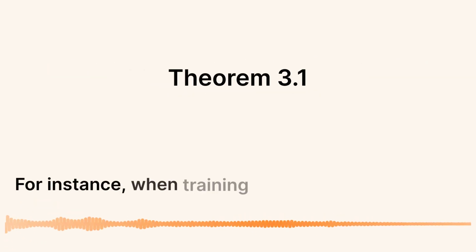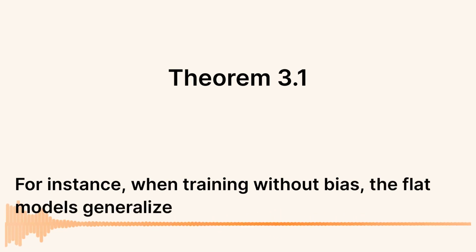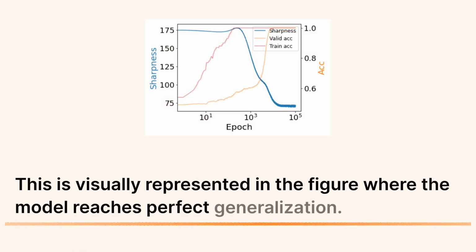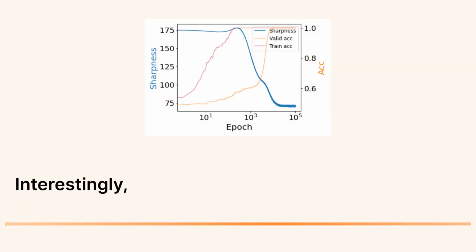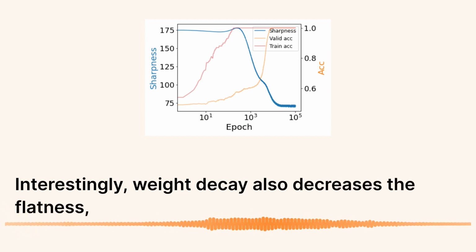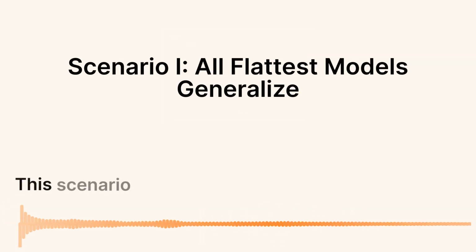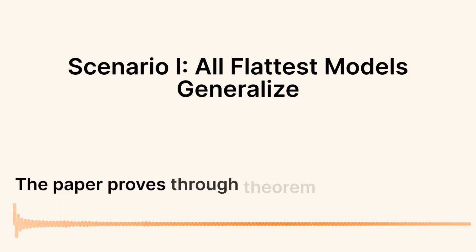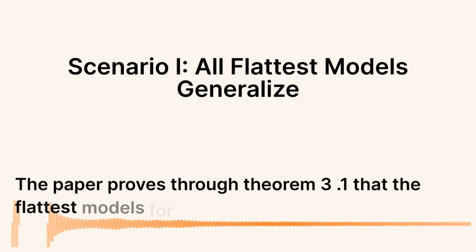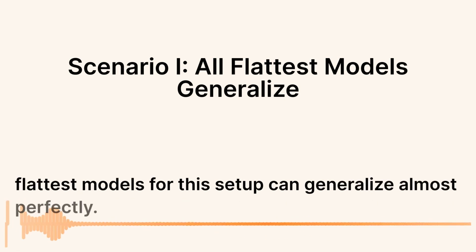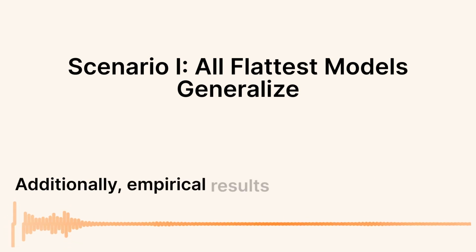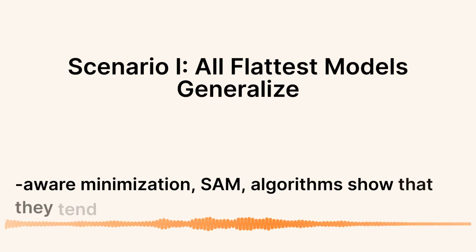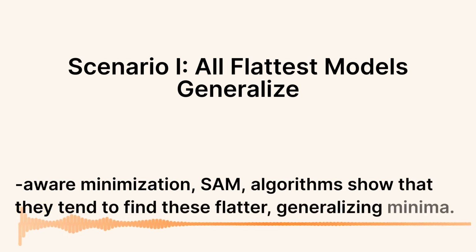For instance, when training without bias, the flat models generalize well. This is visually represented in the figure where the model reaches perfect generalization. Interestingly, weight decay also decreases the flatness, supporting generalization. This scenario involves two-layer ReLU networks trained without bias. The paper proves through Theorem 3.1 that the flattest models for this setup can generalize almost perfectly. Additionally, empirical results with sharpness-aware minimization (SAM) algorithms show that they tend to find these flatter, generalizing minima.